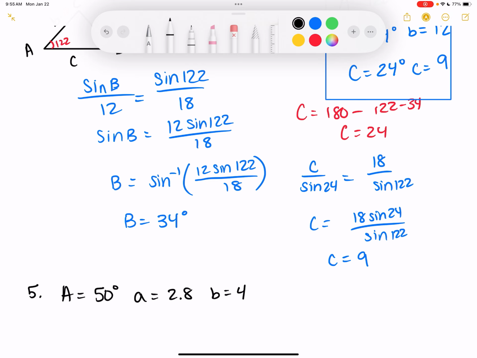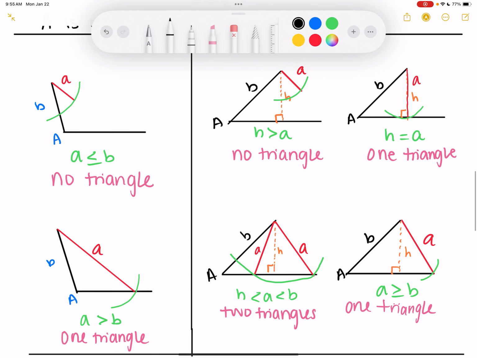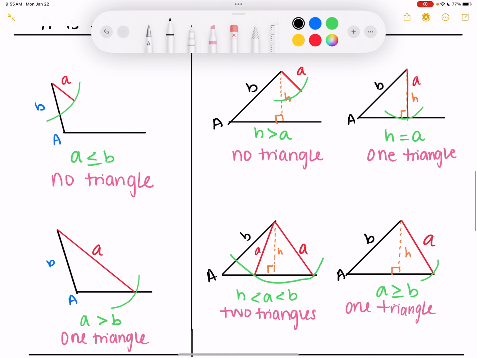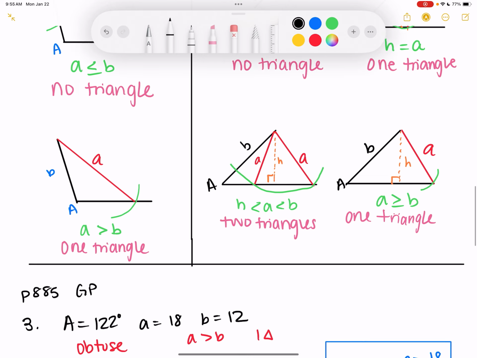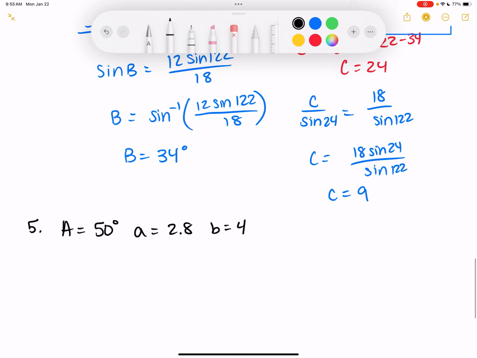So, what's the first thing I'm checking? Okay, so I have side-side-angle. So, is it acute or obtuse? Acute. It is acute. So I have 4 possible scenarios that I'm working with. I would check before you start finding H. I would see is A greater than or equal to B. Well, 2.8 is not greater than or equal to 4. So I'm going to find H.